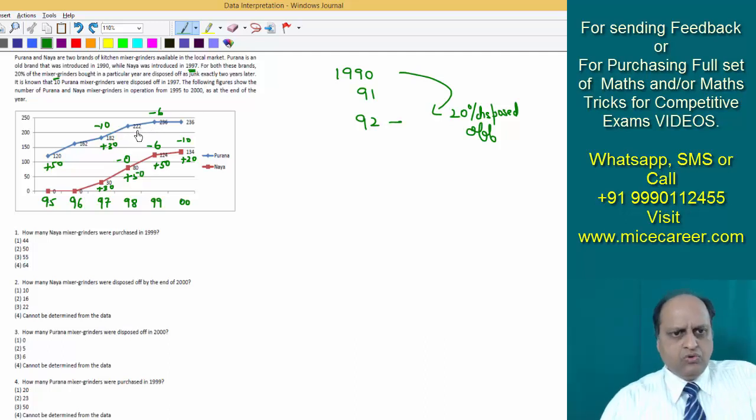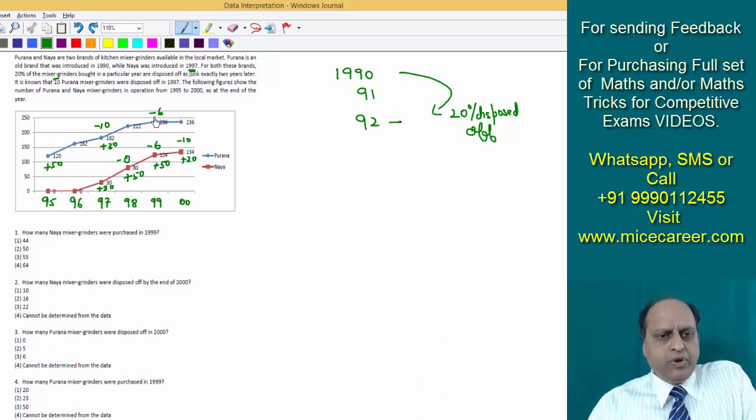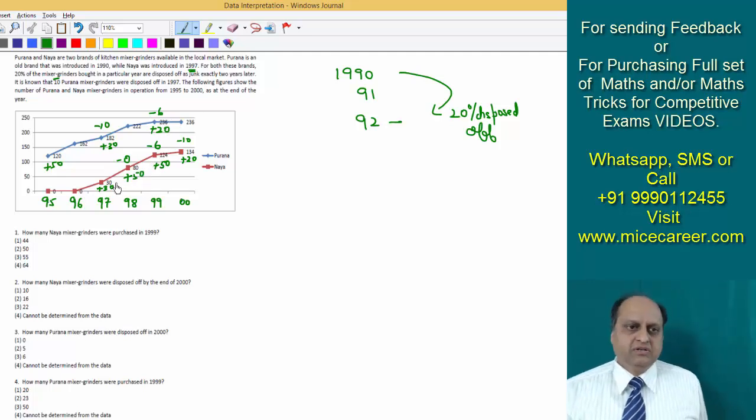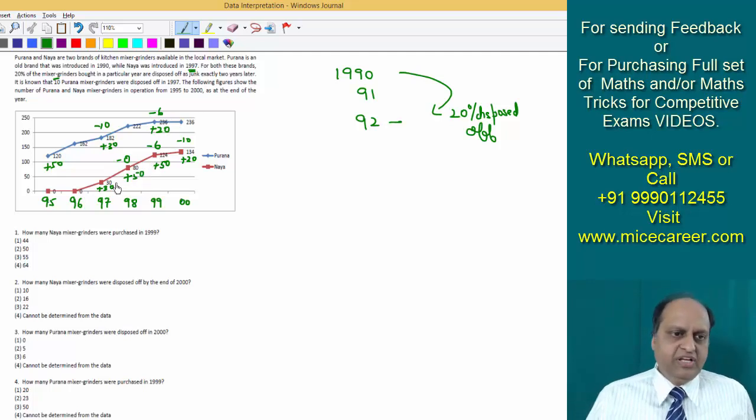No. From 222, if we deduct 6, we are left with 216. And we have 236 here. That means we purchased 20. 222 minus 6, 216. 20 should be purchased. Then only we have 236. Look, I have been able to find out each and everything. Yes or no? Remaining items I cannot find.